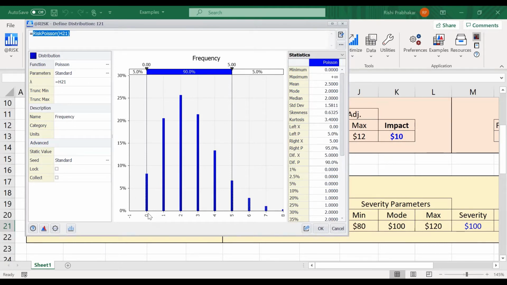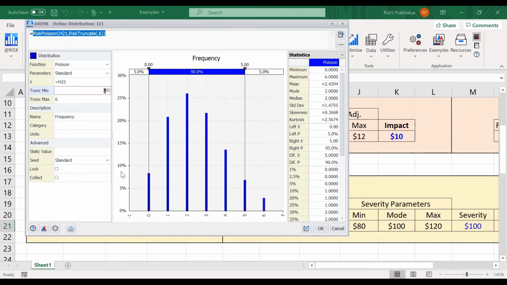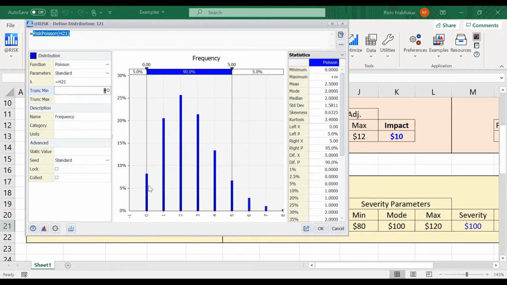It's still a frequency, so only non-negative integers are allowed, but there's no upper limit. I could put one in. If for some reason I knew technically you can't get more than 6 of these, I can truncate. That's pretty cool. But if I just ignore that for now or take that away, the actual outcomes are 0 or 1 or 2 or 3 or 4 or 5 and so on. And each of them have their own likelihood.